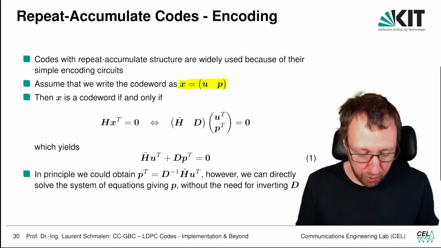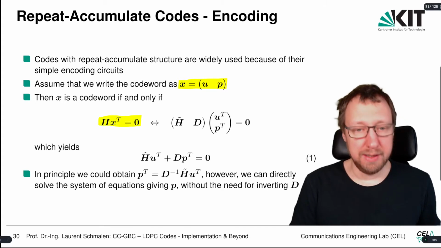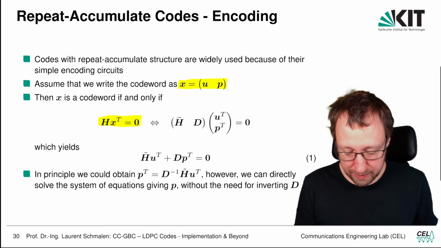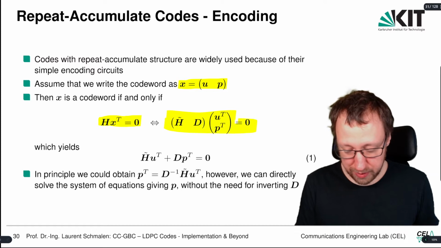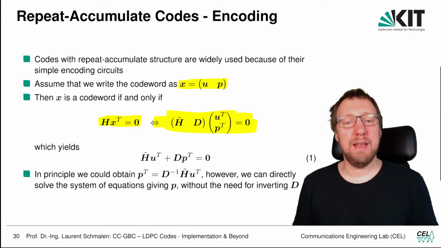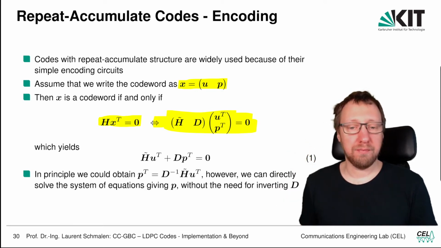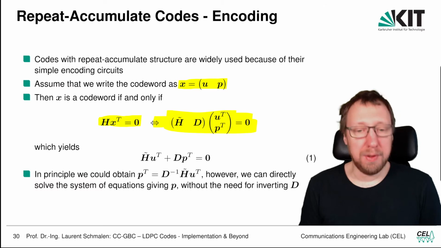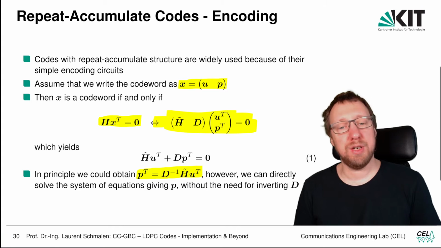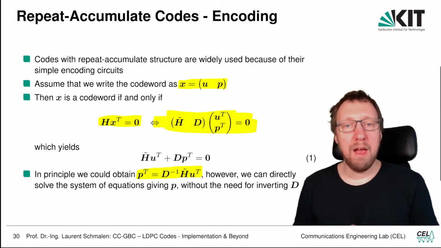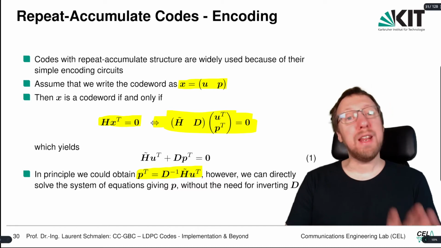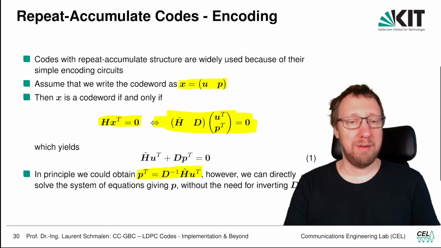And X is a code word if H times X transpose is equal to 0, which means that H tilde D times U transpose P transpose is equal to 0. So H tilde times U plus D times P transpose is equal to 0. This means that we could obtain P transposed as D inverse times H tilde times U transpose. But we can also solve the equations directly. We don't need to invert D.